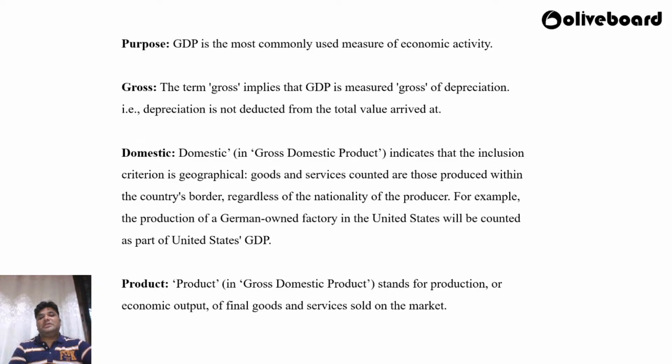अब आप सोच रहे होगे कि depreciation है क्या, right? So देखिए, पहले मैं डोमेस्टिक और प्रोडक्ट की बात कर लेता हूँ, डेप्रिसिएशन पे हम बाद में आएंगे। डोमेस्टिक की जब हम बात कर रहे हैं तो we are simply referring to, basically we are utilizing the criteria of geography. Goods and services which are counted are those produced within the country's border regardless of the nationality of the producer, right? प्रोडक्ट का क्या मतलब है? प्रोडक्ट मीन्स प्रोडक्शन, ठीक है। अब ग्रॉस का मतलब है, ग्रॉस इज बेसिकली when depreciation is not deducted from the total value.